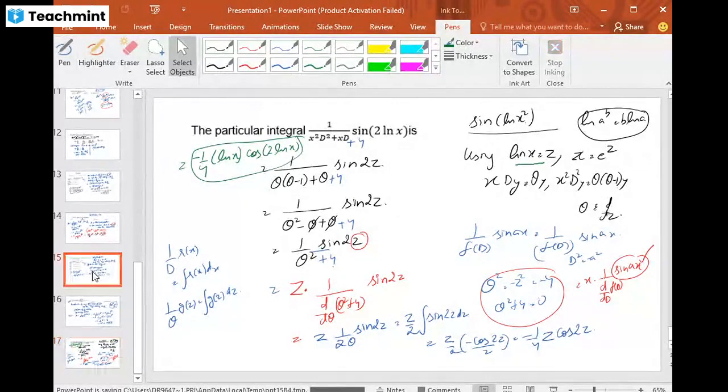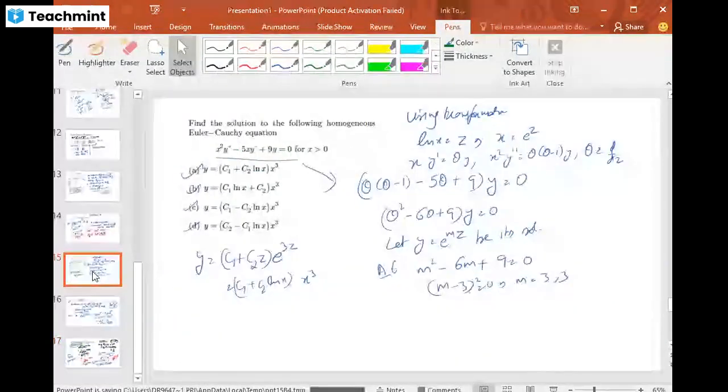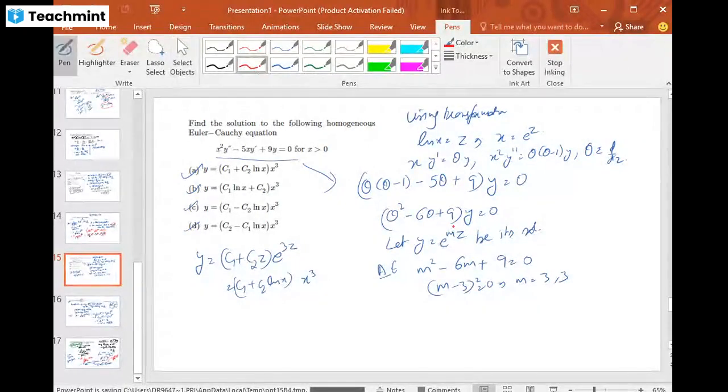One more important point I just recalled. When we are calculating the auxiliary equation, the solution of the homogeneous differential equation, we assume e raised to power mz is the solution. What is e power z? It is x. So basically, we are assuming y equal to x raised to power m is its solution.